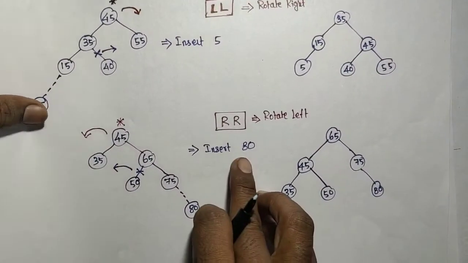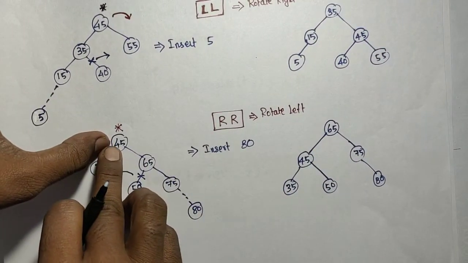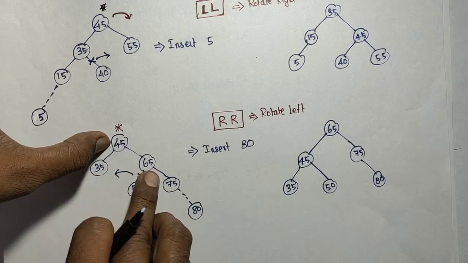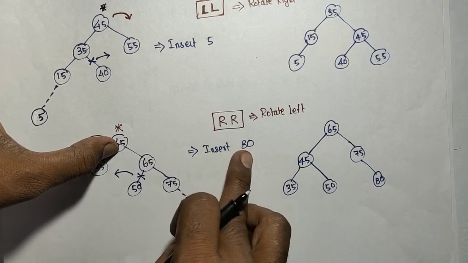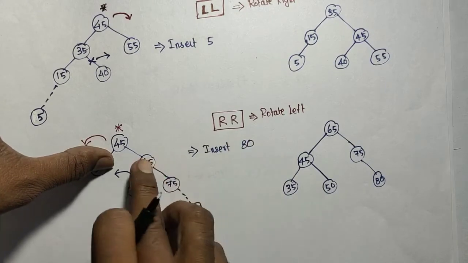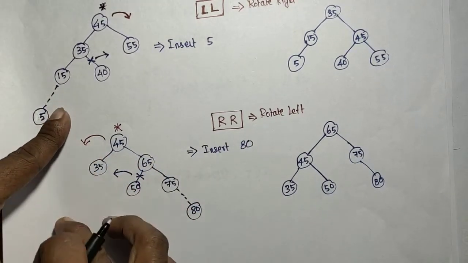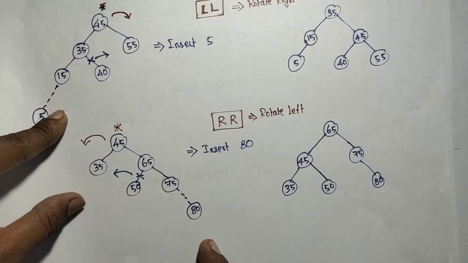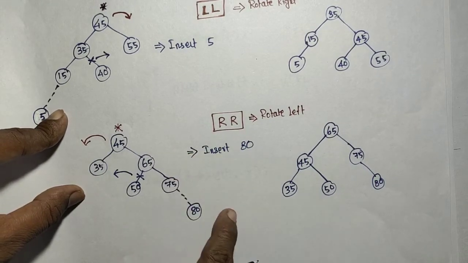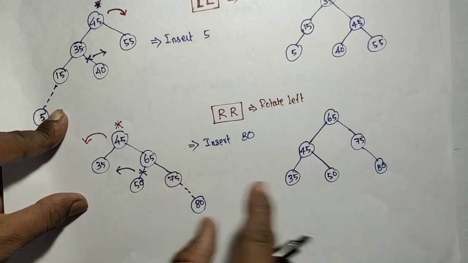this is the situation for inserting the 80. 80 is greater than the 45, so we have to insert on the right side. In the right subtree we need to insert. After inserting we need to check the balance factor. How to check the balance factor? The right height minus the left height, which is equal to 2.